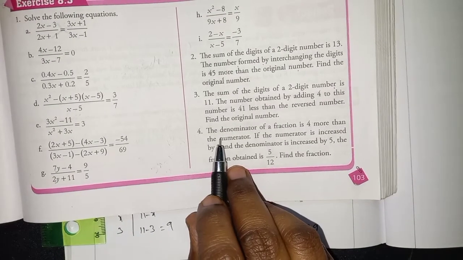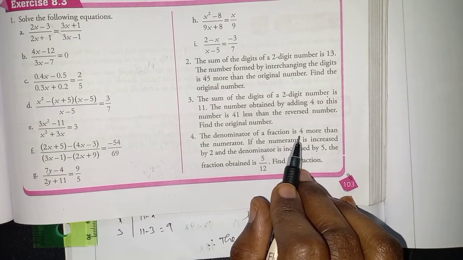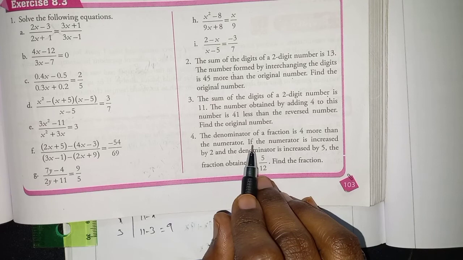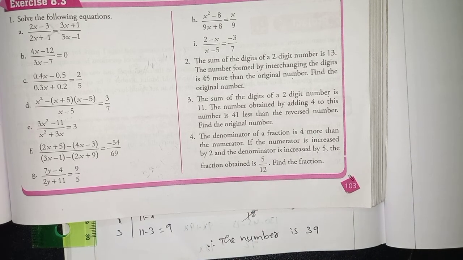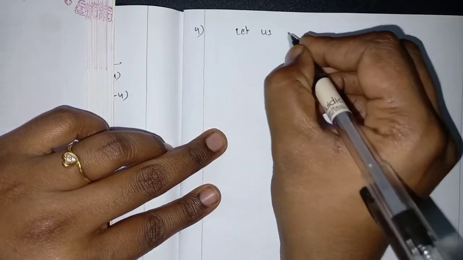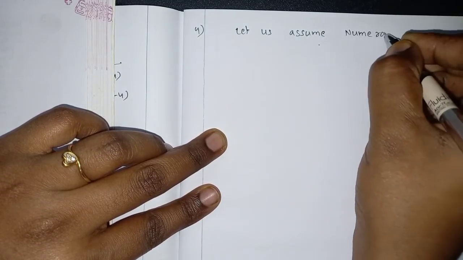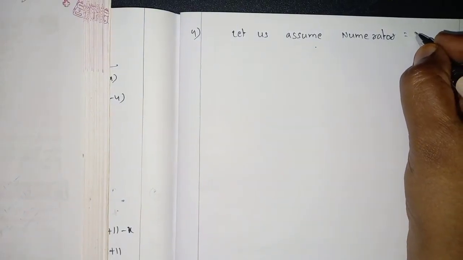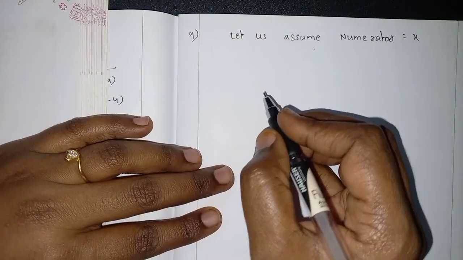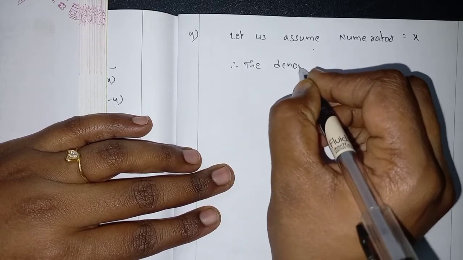Now, last problem in this exercise. The denominator of a fraction is 4 more than the numerator. So, write step by step. Let us assume the numerator is x. Okay. Therefore, the denominator.